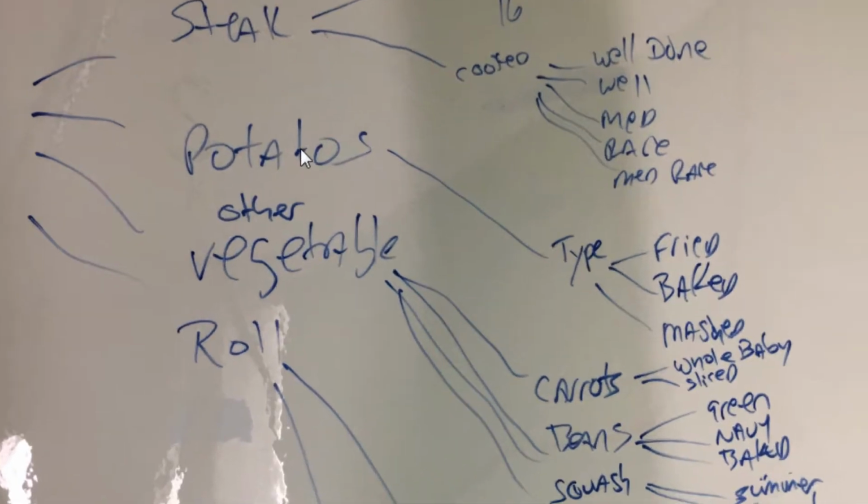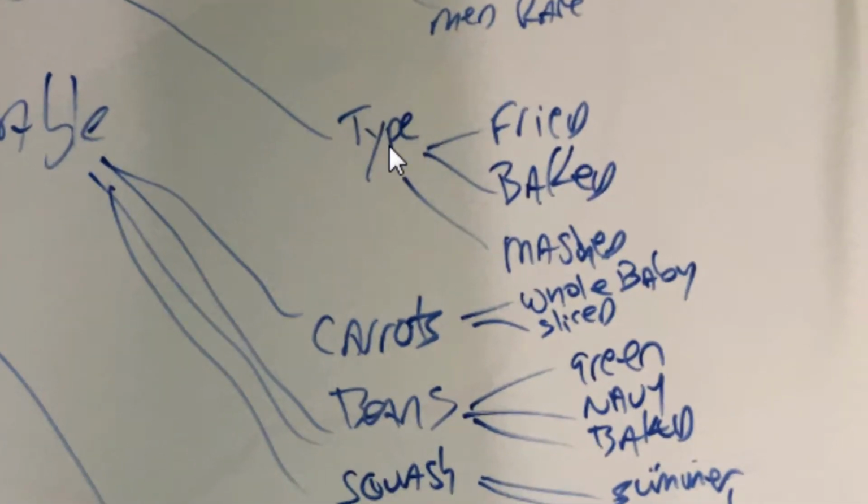And so with potatoes, we have an attribute called type, and it could be fried, baked, or mashed. A variable called carrots with attributes of whole, baby, slice, and so on. So you get the theme.